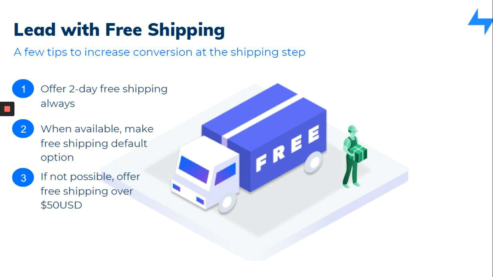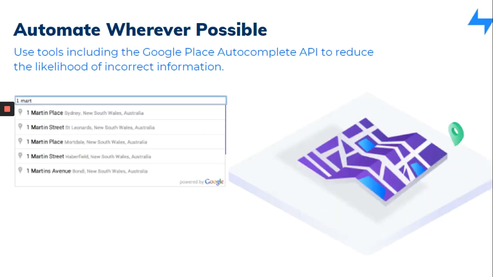It's always good to have free shipping. If it's not possible to have it, maybe offer it from a certain amount, right? If you can guarantee delivery on a certain timeline, please do that because people really love it. And definitely, if a free shipping option is available, make sure it's the default one.